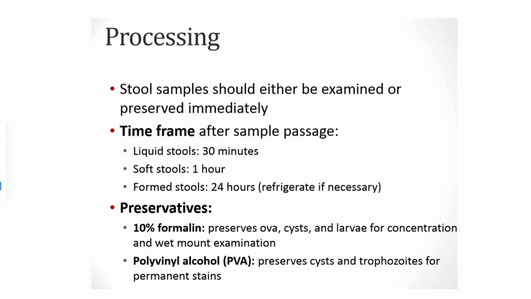Stool samples should either be examined or preserved immediately. So the time frame after sample passage: liquid stools would be 30 minutes, soft stools 1 hour, formed stools 24 hours, and you can refrigerate those if necessary. Preservatives that are commonly used would be 10% formalin. That preserves ova, cysts, and larvae for concentration and wet mount examination. And polyvinyl alcohol, or PVA, preserves cysts and trophozoites for permanent stains.